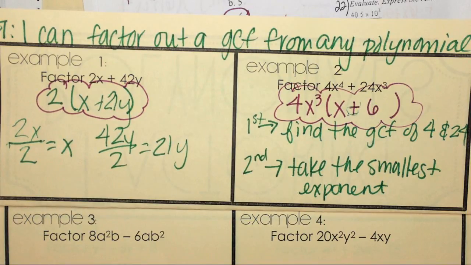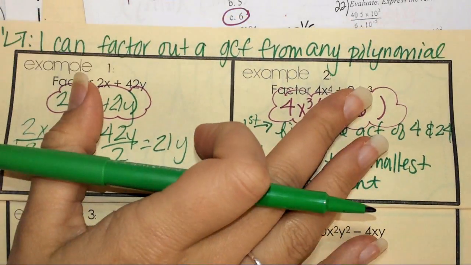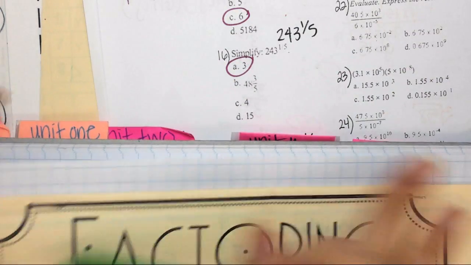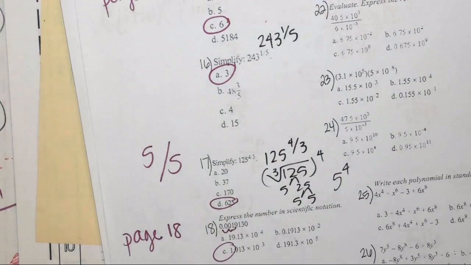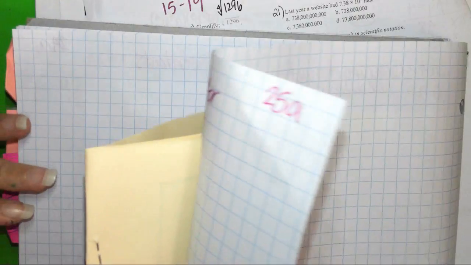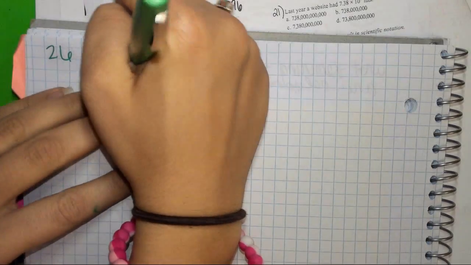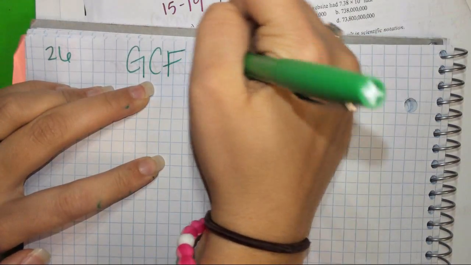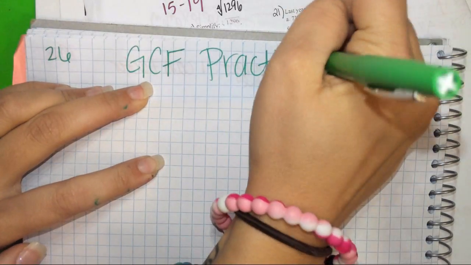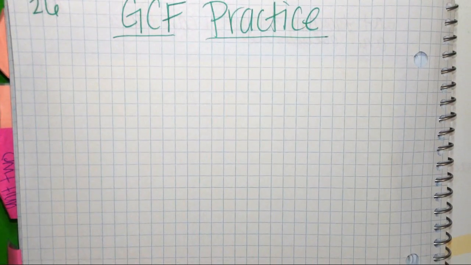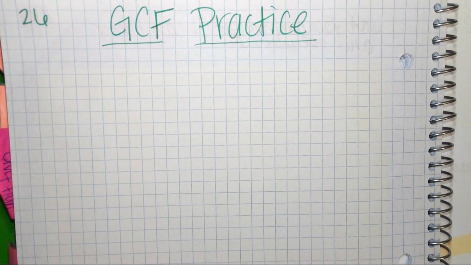Does everybody understand? Are we ready to practice some GCF just like these? Turn the page. We're going to call this on the back 26. So this is going to be our GCF page, our GCF practice page. I put it on the back of my foldable, so all you need to do is flip over and write it on the back. This is 26. And we're going to call it GCF practice. GCF stands for greatest common factor. And common means what they have in common. That's why we divide both of them by it. It's crazy.